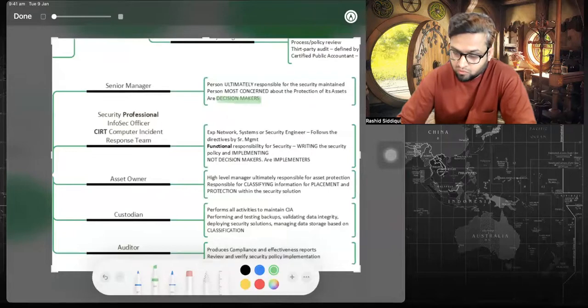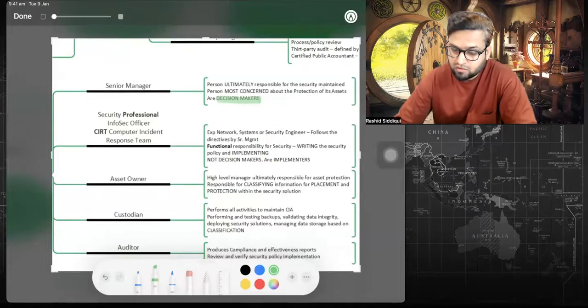Then we have custodian. Who are custodians? Custodians are the people who perform all activities to maintain confidentiality, integrity, and availability. They are the people who actually do the technical work in the console, or they log into the server and do the basic work. They do the backup testing, validation of data integrity. They deploy the security solution. They manage the data storage based on classification, right? So those kinds of jobs are the custodian's responsibility.